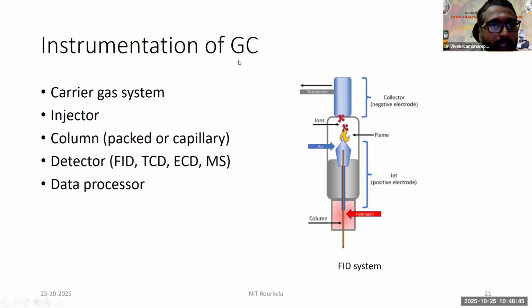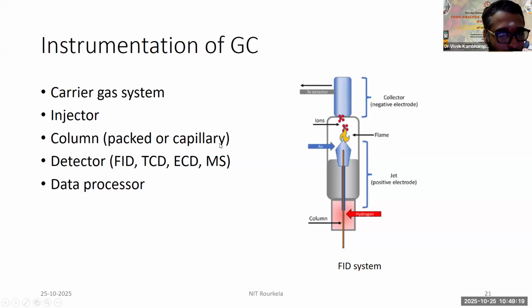This is the instrumentation of GC: carrier gas system, injector. This is what happened. Column is there, hydrogen. This is the FID system. Normally FID system is used. Detector will be FID, ions will be formed, and then this will be going to the detector, and it will identify what is the charge, negative electrodes, if positive charge is there or negative charge is there. Like that you can easily identify.